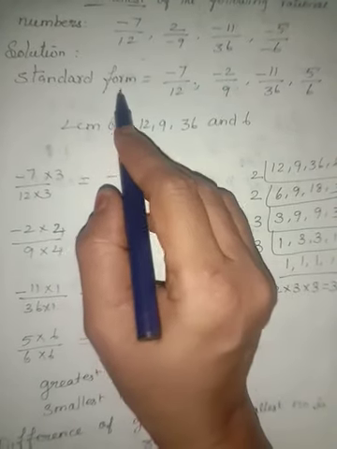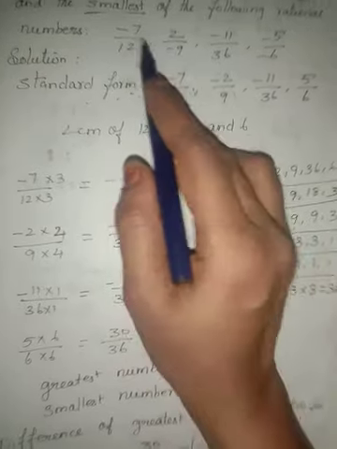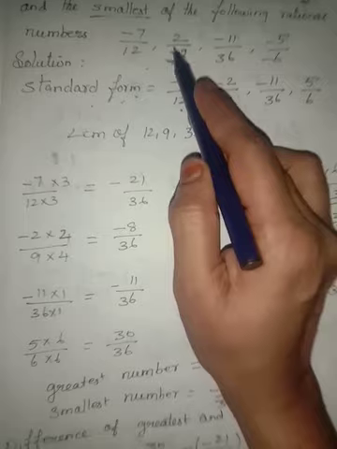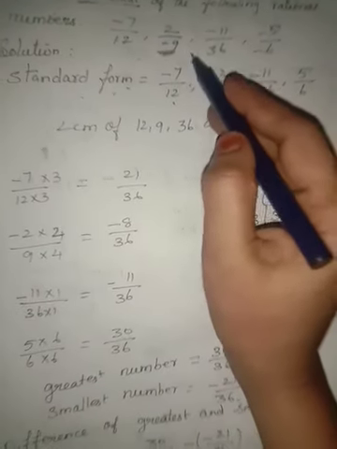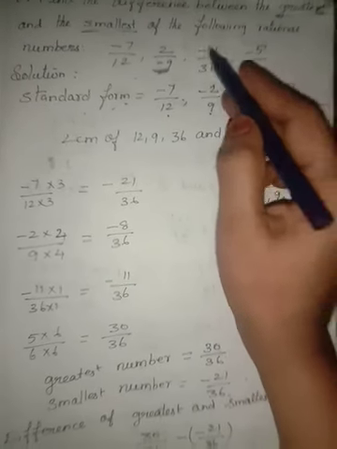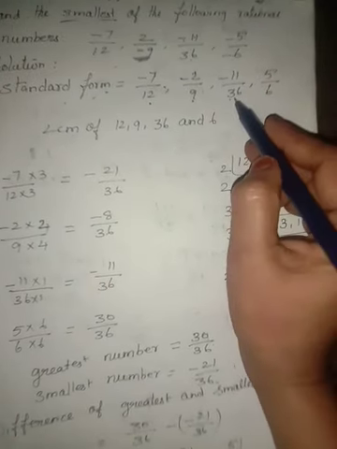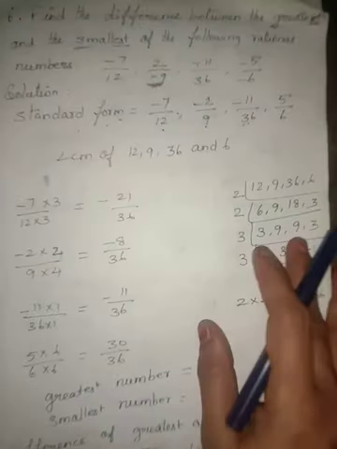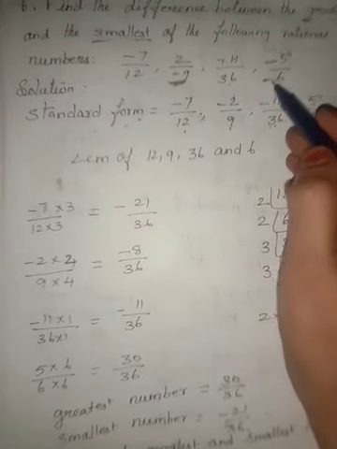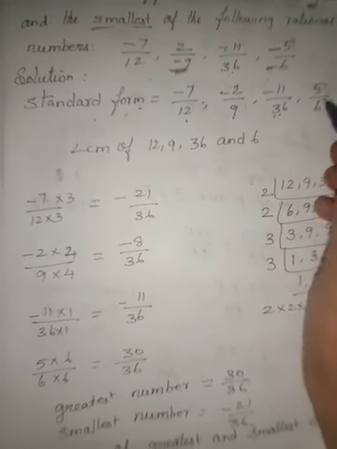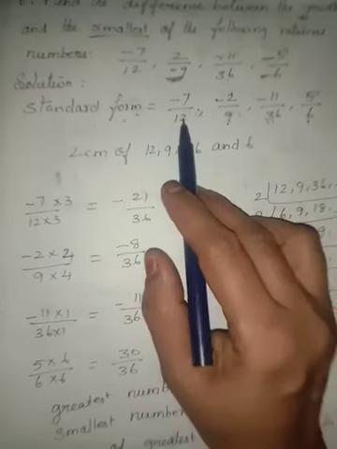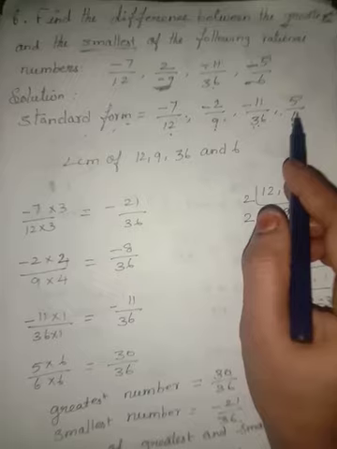So we must find the standard form first, that is minus 7 by 12. The second number is not in standard form, so make it standard form. That means make the denominator positive. So we get minus 2 by 9, minus 11 by 36, no change, right as it is. Then the fourth rational number minus 5 by 6. So changing the sign we get plus 5 by 6. So look here, the 3 rational numbers are negative, the fourth one is positive.